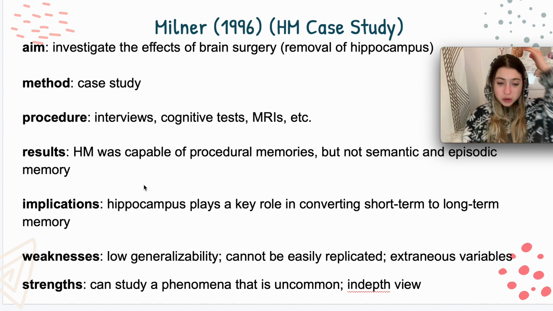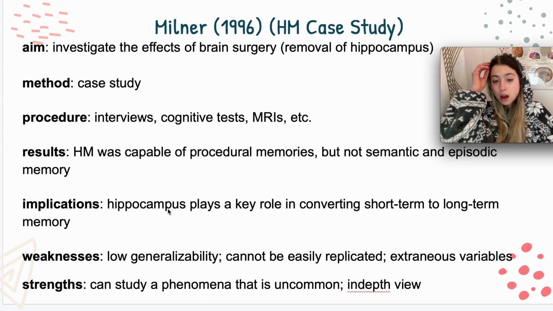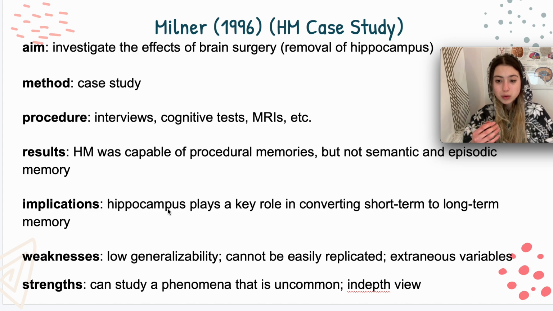So the implications of this are that the hippocampus plays a key role in converting short-term to long-term memories, obviously. Without the hippocampus, there wasn't really a way for the things that were happening to him to go to his long-term memory. Yet he could still do procedural memories, especially since things like riding a bike and writing your name are things you learn when you're much younger. So he already had those solidified in his brain.